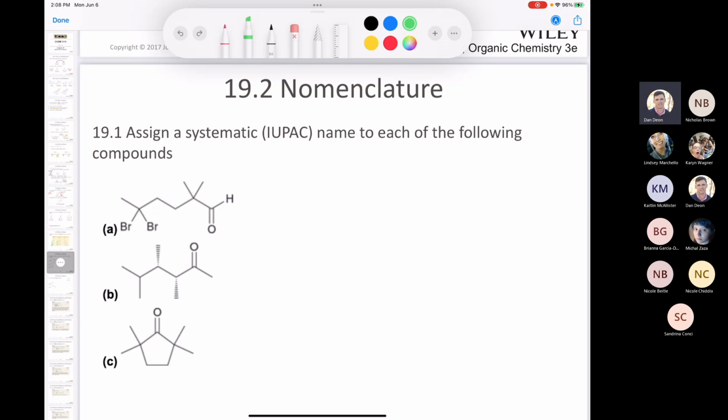So let's scribble down, hexanal. Right, Nick? And this carbon is assumed to be number 1, the aldehydic carbon. So 1, 2, 3, 4, 5, 6. So what have we got? 5,5-dibromo and 2,2-dimethyl. Well, the bromo is going to come before the methyl because B comes before M. So let me scribble it down up here. So we've got 5,5-dibromo and then 2,2-dimethylbutanal.